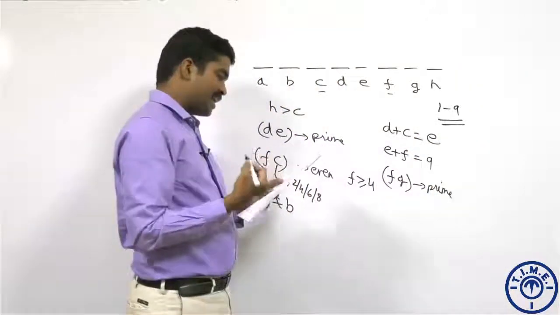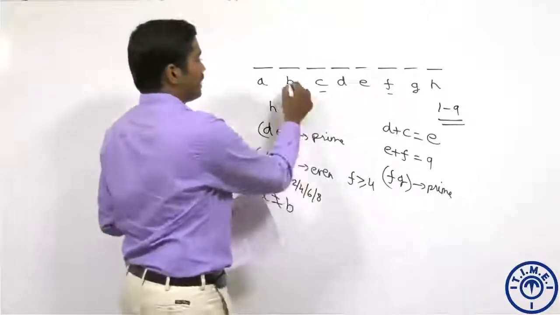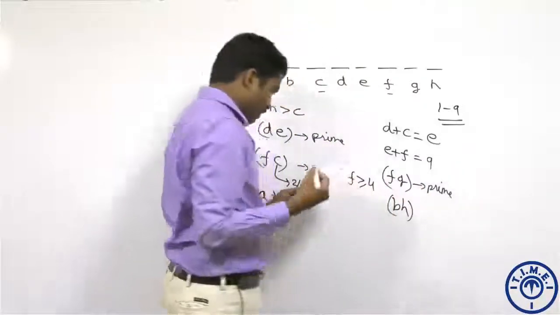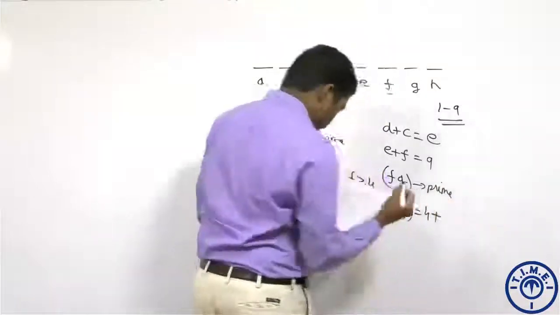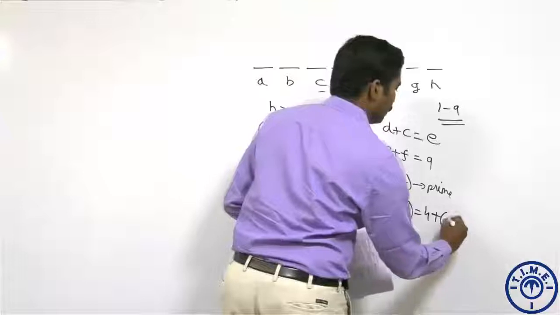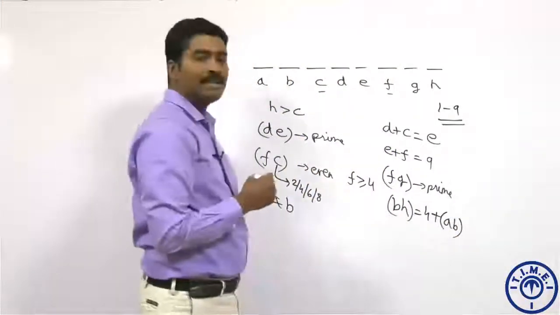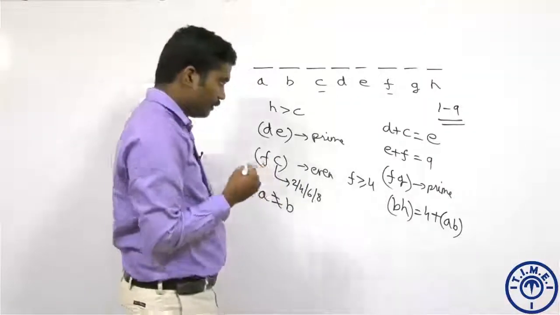Further, the second and the eighth digits taken in that order comprised a number which was 4 more than the number comprised by the first and the second digits taken together. If AB is a 2-digit number, AB plus 4 gives us BH. That's what we know. So, where do we start?